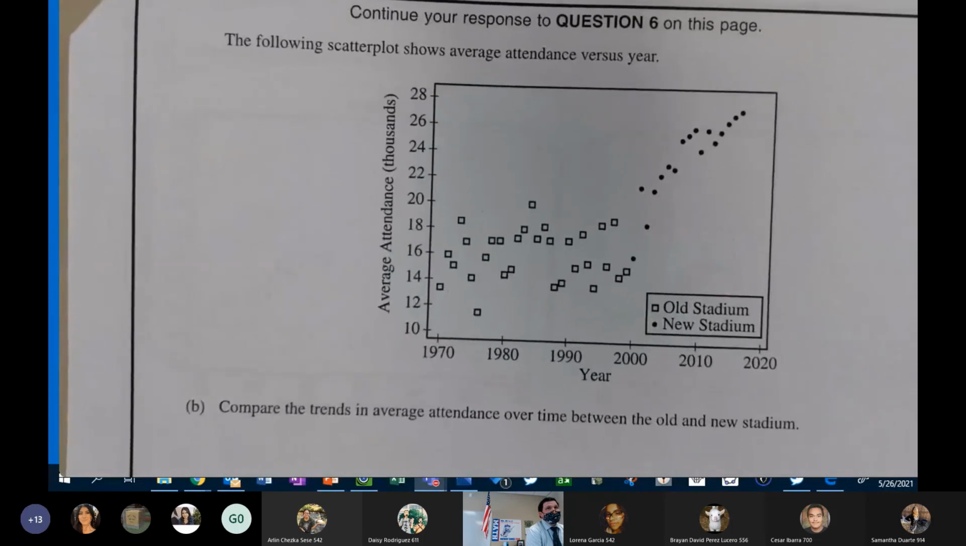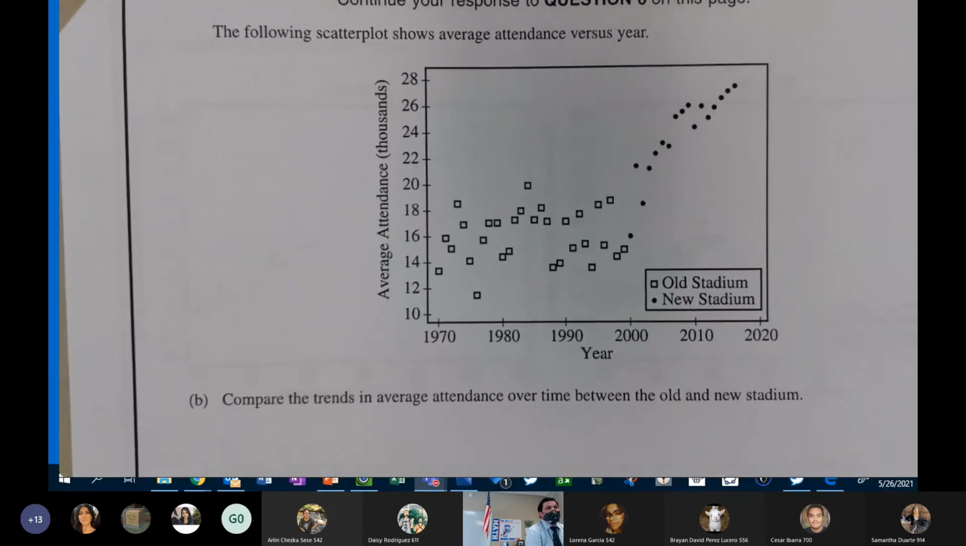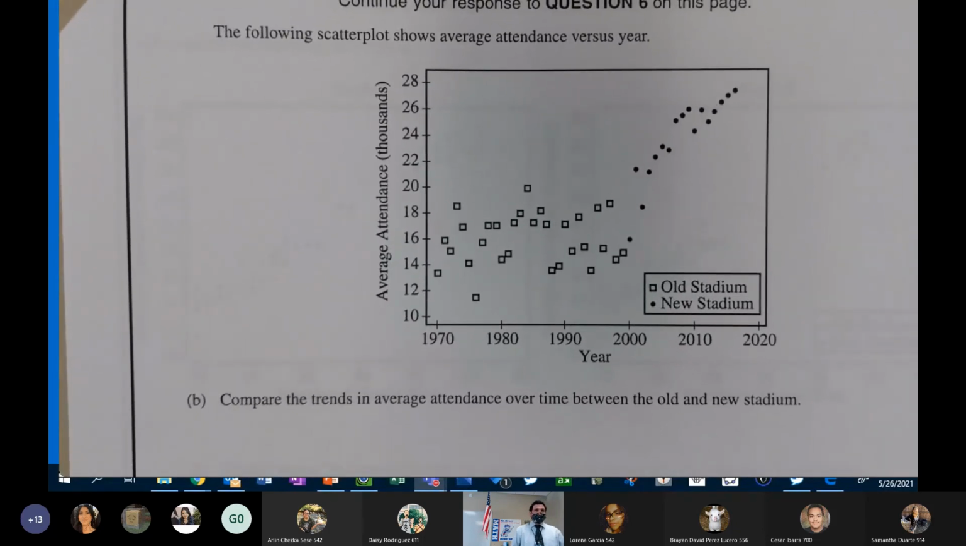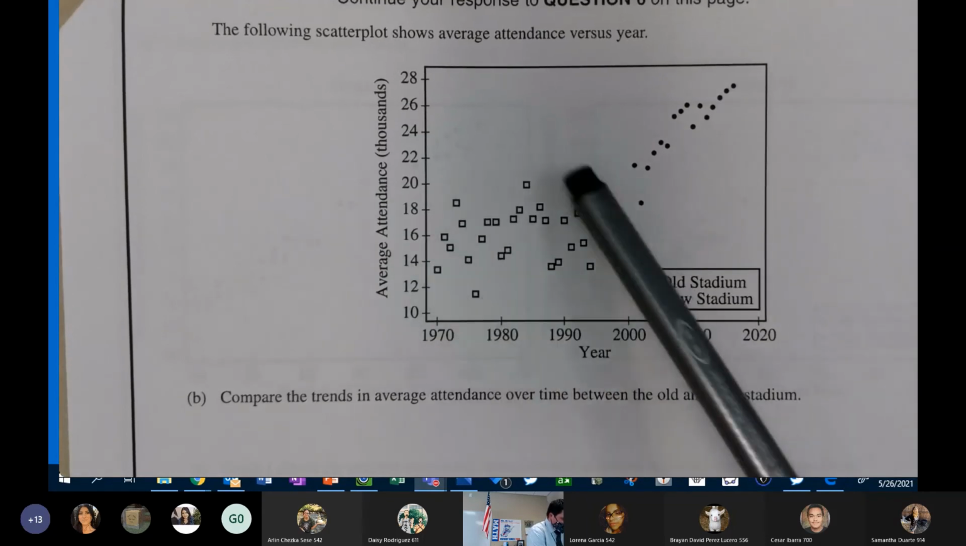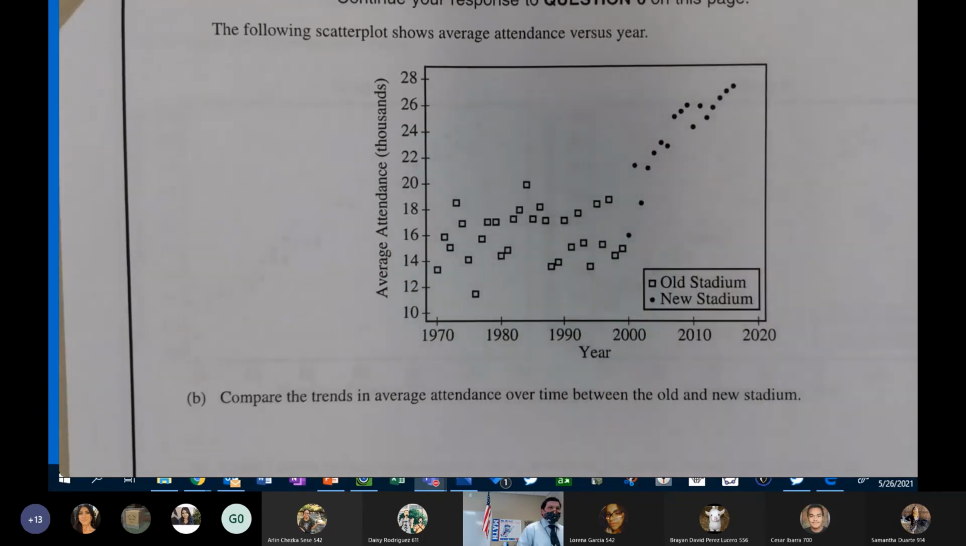Now we've got a scatter plot. The following scatter plot shows average attendance versus year. We've got our years along the bottom here. We're actually showing the difference between old stadium and new stadium using different points. We've got our average attendance in thousands. We want to compare the trends in average attendance over time between the old and new stadium.